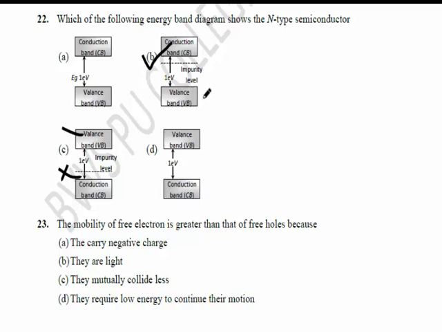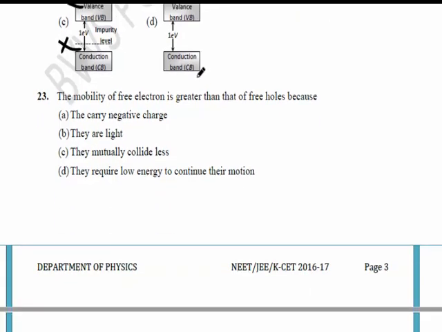Okay, 22, B. The impurity level should be towards the conduction band. If the impurity level is towards the valency band, it is P type. If it is in between, it is intrinsic. Okay, so next question, 23.